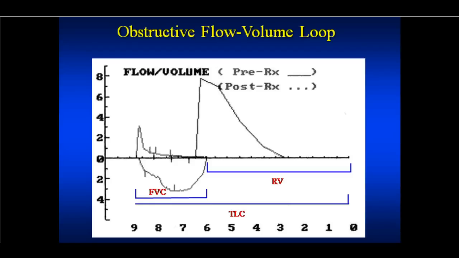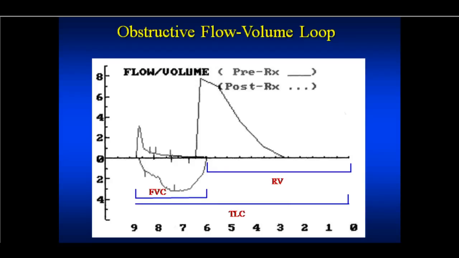We can't call that air trapping. We really shouldn't call it hyperinflation. Those are dynamic terms that go to more like residual volume, FRC, these things that go up when we're air trapping. All right, so this is an anatomical change because of loss of elastic recoil. You will not see this in an asthmatic, although you do see obstructive patterns in asthmatics.